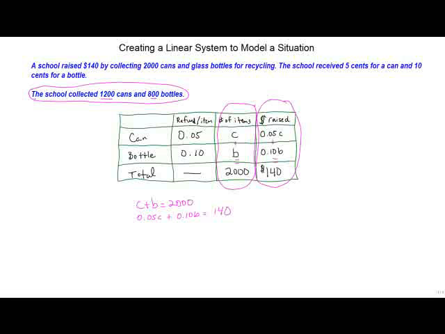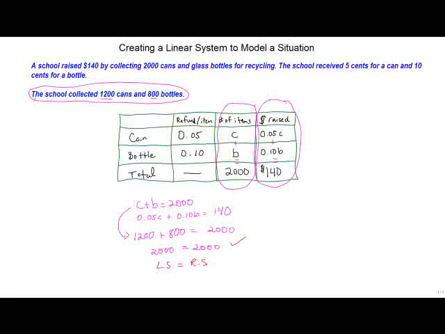So to verify, we're going to substitute C, cans, equals 1,200, and B equals 800 to represent our bottles, and we're going to do that for both equations. When we have C plus B equals 2000, if we substitute, it looks like cans, 1200, plus bottles, 800, equals 2000. Remember, we always want the left side to equal the right side. So 1200 plus 800 is 2000, equals 2000. That looks good because the left side equals the right side.